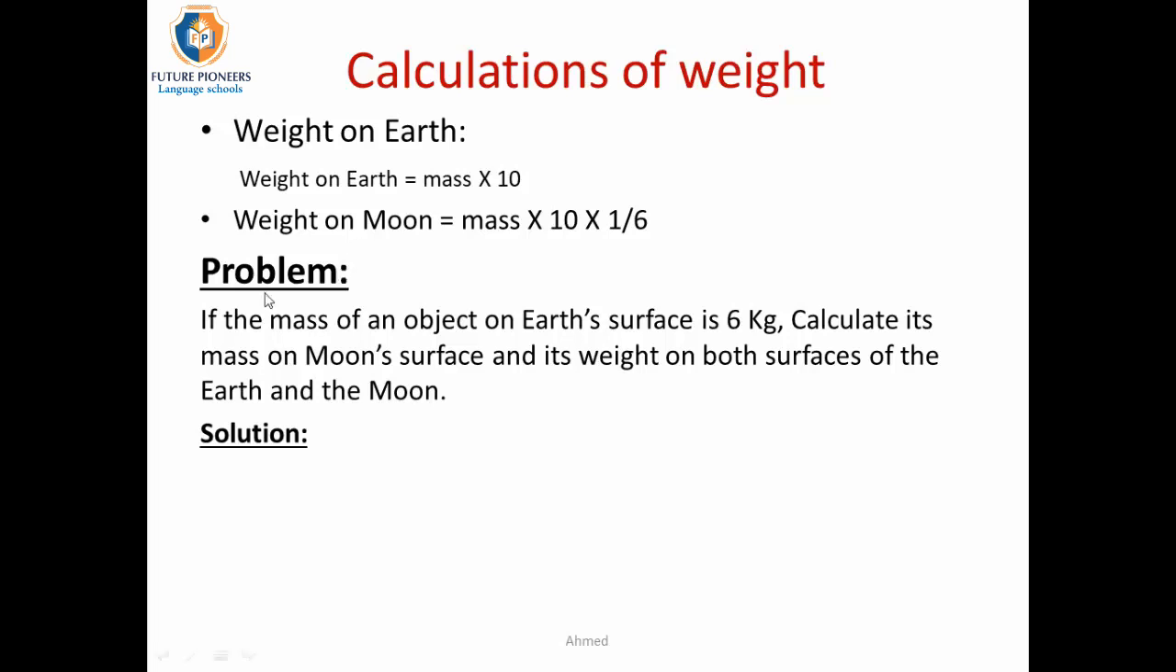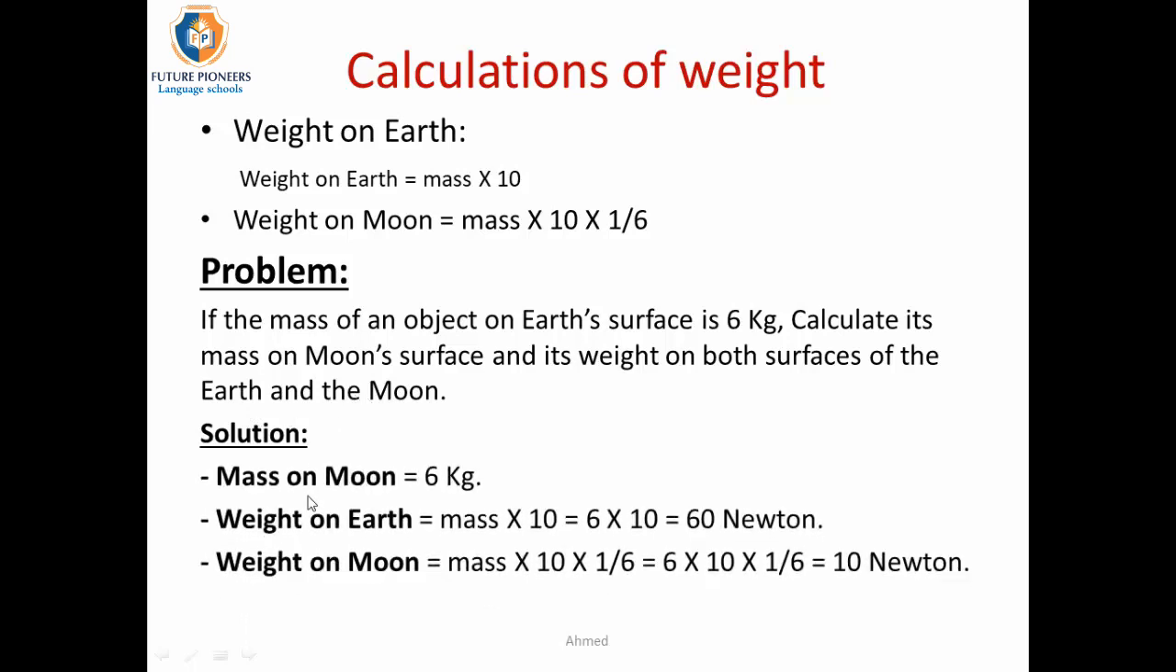Problem? If the mass of an object on the Earth's surface is 6 kilograms, calculate its mass on the Moon surface and its weight on both surfaces of the Earth and the Moon. Solution? Mass on Earth is the same on the Moon, so it doesn't change, because mass doesn't change by changing the place, so it will equal 6 kilograms.